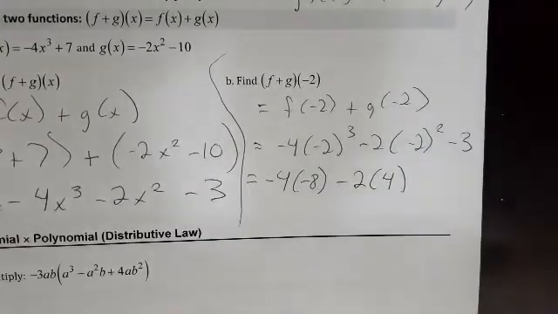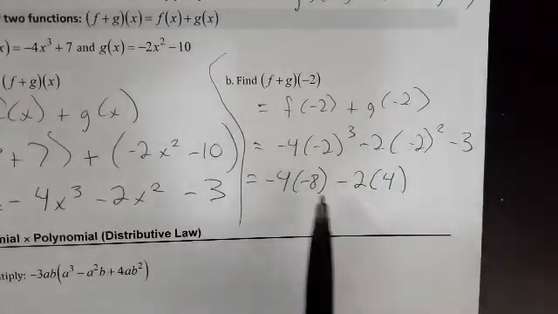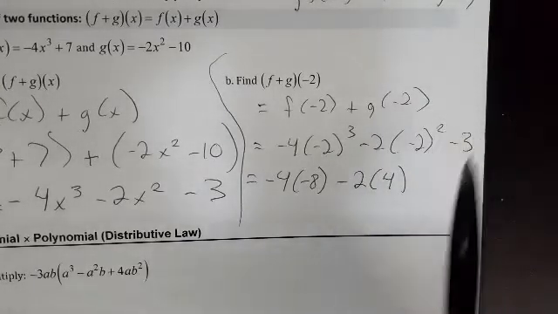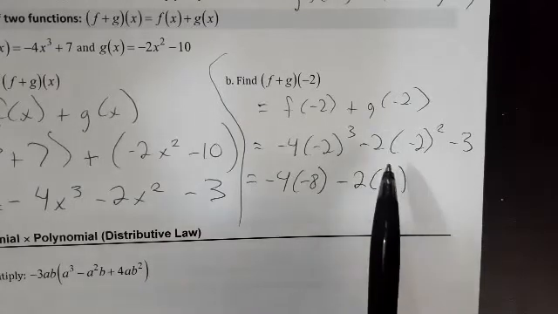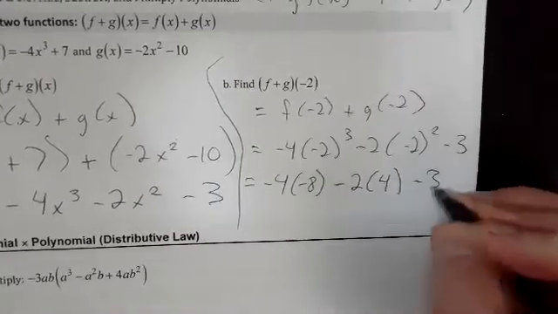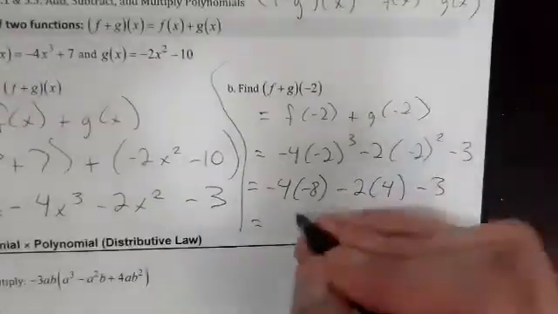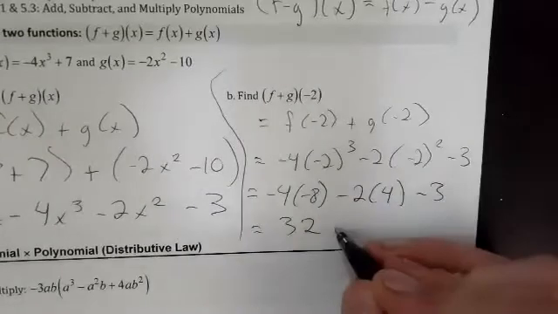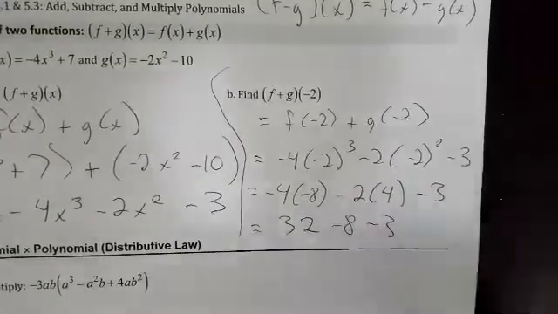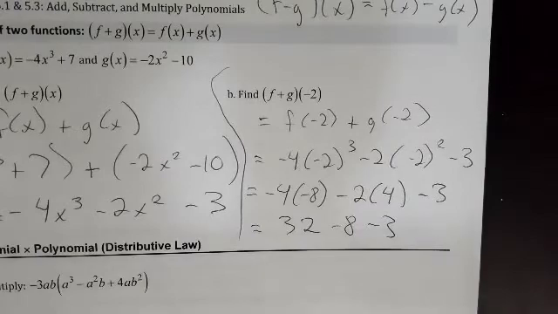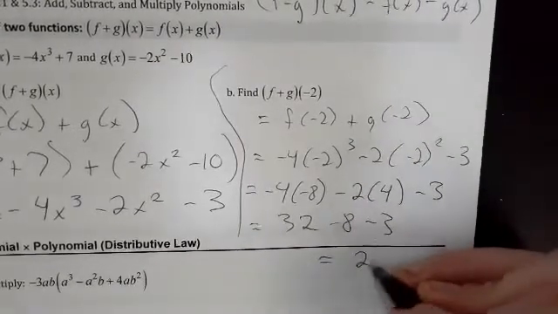Minus 2 squared here is going to be a positive 4. So doing PEMDAS, do one step at a time. Don't try to do too many things at one time. And make sure you count your negatives. If I have 3 negatives, overall it's negative. If I have 2 negatives, overall this thing should be positive. Minus 3. This is positive 32. I'm going to subtract 8 and subtract 3. This should be giving me 21.